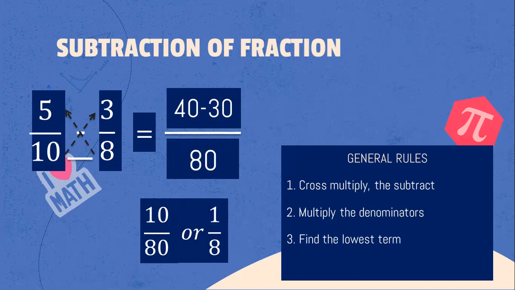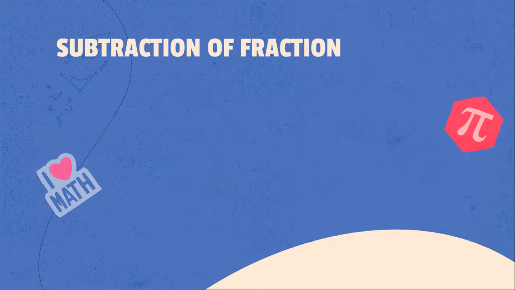Very good. We have, that is, divide both numerator and denominator by 10. 10 divided by 10 is 1. 80 divided by 10 is 8. That's why our final answer is 1 over 8. Have you followed? I hope so.